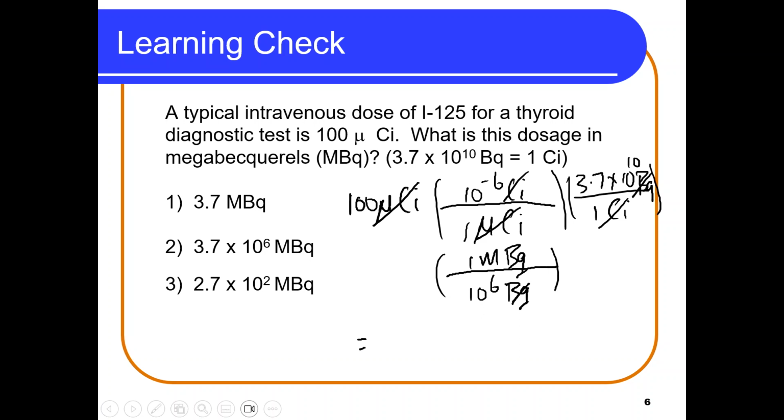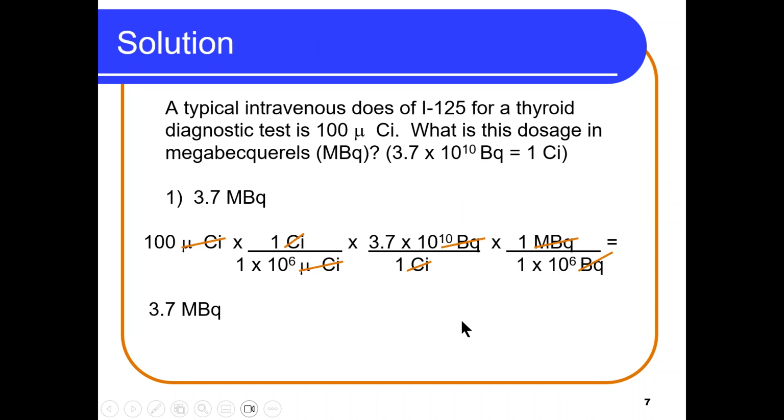And we do the number crunching. So let me do that now. 100 times 1 times 10 to the minus 6 times 3.7 times 10 to the 10 divided by 1 times 10 to the 6. And according to my calculations, the answer becomes 3.7 megabecquerel. All right, so that's this option right here. Okay, so that's basically how that is done.